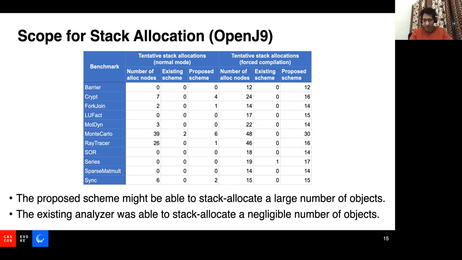So for the proposed scheme, we can conclude that it has the potential to allocate a large number of objects on the stack. The existing analyzer is imprecise, since it cannot afford to perform such a precise analysis during JIT compilation. So we won't add to the time consumed during JIT compilation, but we will hopefully get a large number of objects allocated on the stack with our ideas.